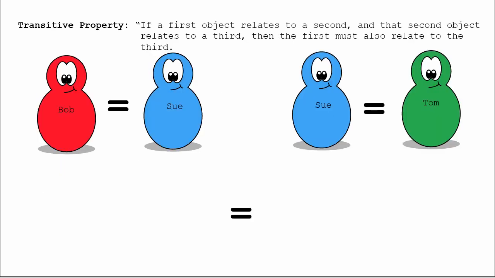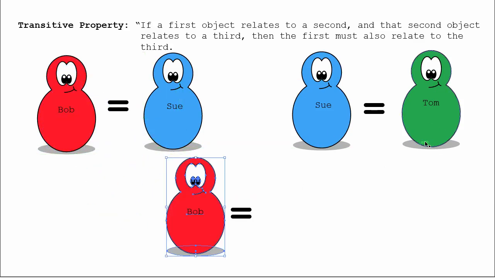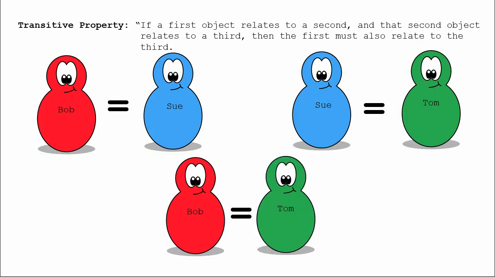The third part of the equals contract is the transitive property. If a first object relates to a second, and that second object relates to a third, then the first must also relate to the third. So in other words, here Bob is equal to Sue. And we find out that Sue is also equal to Tom. Therefore, by the transitive property, Bob must be related to Tom. That is the third property of the equals contract.